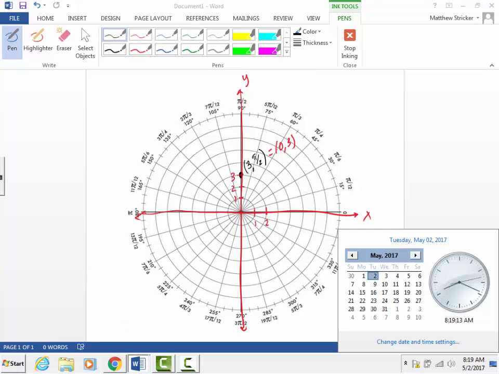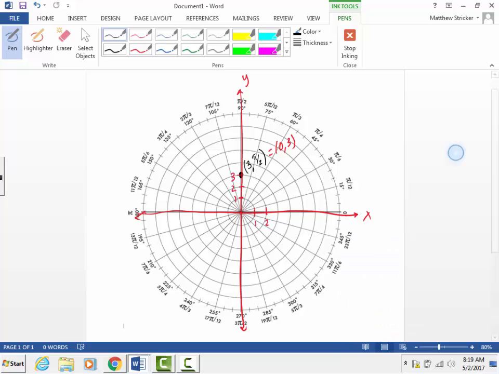-1, pi over 3. Now, first of all, pi over 3 we know is right here, right? Now, anybody have any ideas about -1? How we would deal with that? R is -1. You go the opposite direction, yeah.